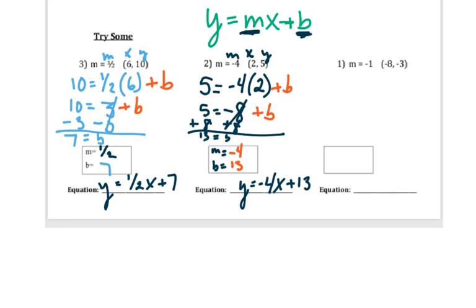Okay, so try the same thing with this last one here. Plug in your pieces to solve for b, so that way I have both a slope and a y-intercept.